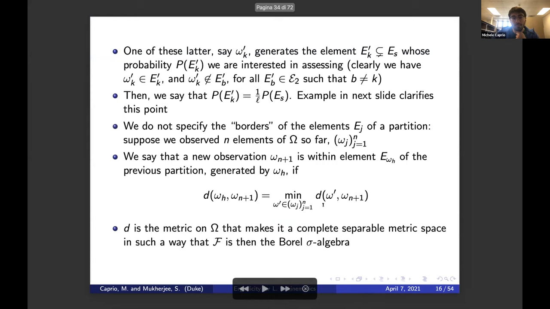As I told you, we do not specify the borders of the elements of the partition, because to say that a new observation is within an element of the previous partition is given by minimizing the distance between the new element and the element that generated the element of the previous partition. I hope this is clear.